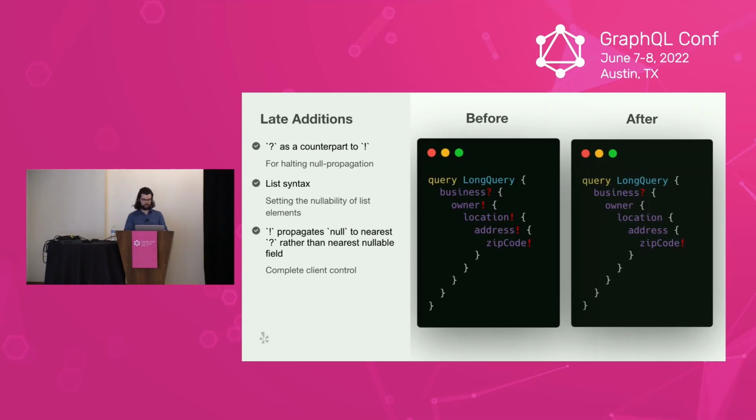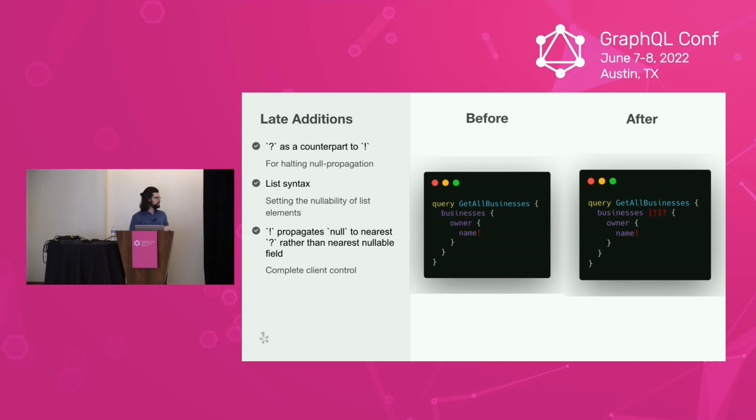Additionally, with the initial iteration of the proposal, if users wanted to guarantee that all fields through multiple parents would be lost in the event that a field is null, they would need to mark each level of the field with an exclamation point, but the new null propagation behavior makes that sort of thing much easier. So here's where the proposal started, and here's where we ended up with all of the additional syntax and rules that were added.